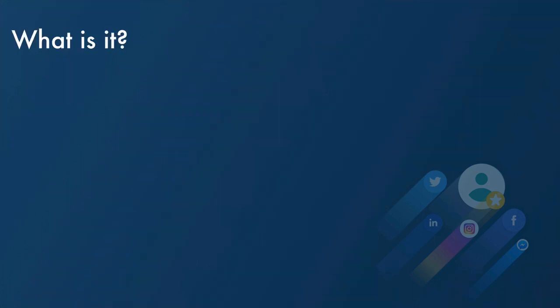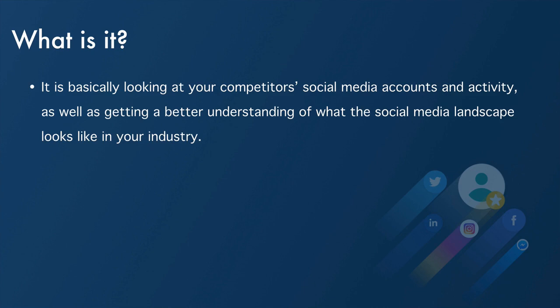Before we proceed, let's try to understand what social media competitor analysis actually is. It is basically looking at your competitors' social media accounts and their activity, just to get an understanding of what the social media landscape looks like in your entire industry: how many competitors you have, what kind of content they are putting out, what kind of engagement they have, and what kind of competitors you are looking at in terms of breaking into the social media aspect of your industry. That is what social media competitor analysis is all about in a nutshell.